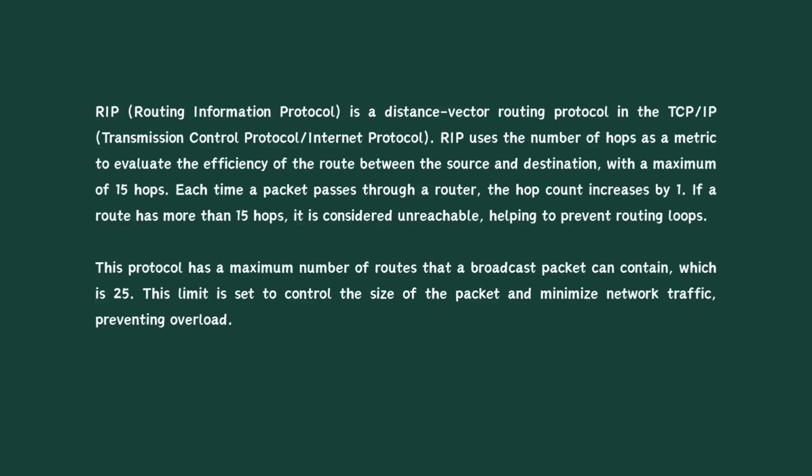Each time a packet passes through a router, the hop count increases by 1. If a route has more than 15 hops, it is considered unreachable, helping to prevent routing loops. This protocol has a maximum number of routes that a broadcast packet can contain, which is 25. This limit is set to control the size of the packet and minimize network traffic, preventing overload.